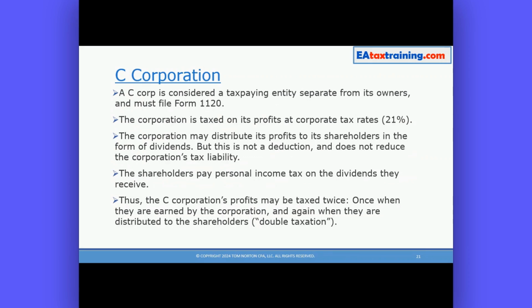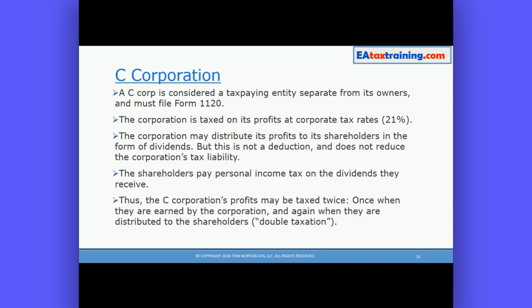So let's talk first about a C corporation. A C corp is considered a tax-paying entity separate from its owners, and it files a separate tax return. It's a Form 1120. The corporation itself is taxed on its profits at a corporate tax rate of 21%.